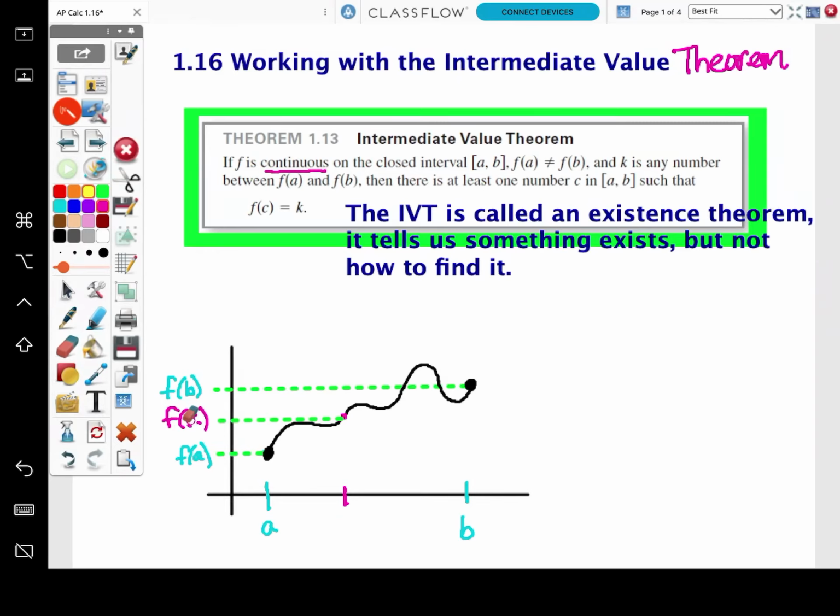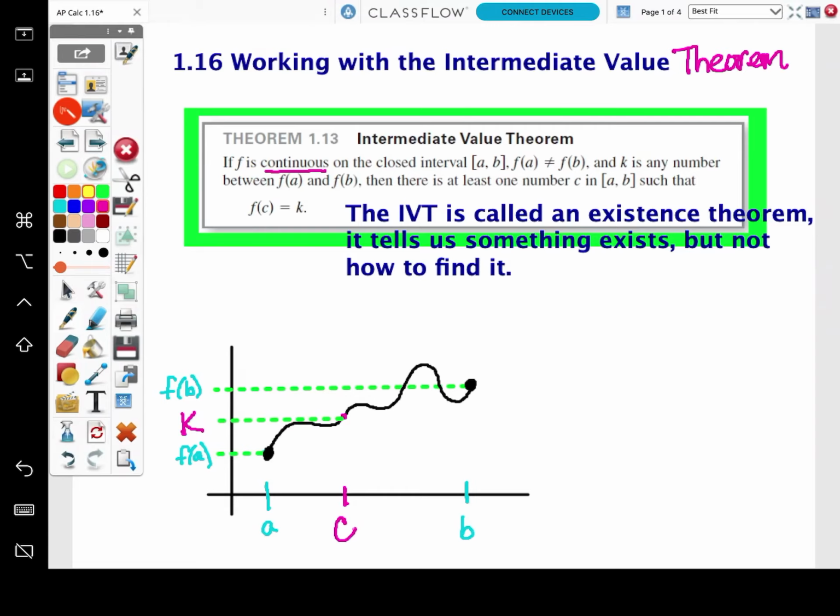I kind of labeled my things wrong down here. Let's call this c, and let's call this one k that they're talking about. Okay, so we have a continuous function drawn there in black, continuous from a to b on that closed interval. We don't know what happens after that, doesn't matter. And we have f(a) not equal to f(b), they're different. k is any number, so I chose k over here on the y-axis between f(a) and f(b). At some point, there has to be a c value such that f(c) is equal to k.